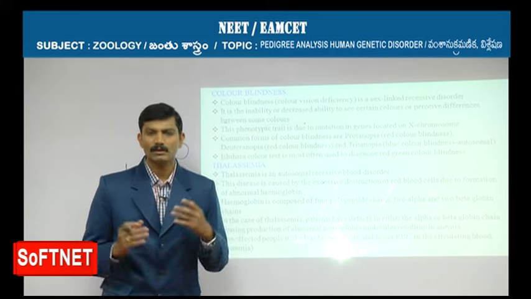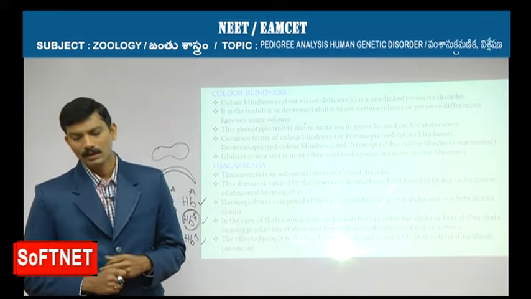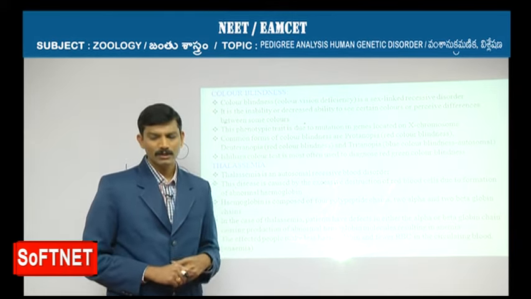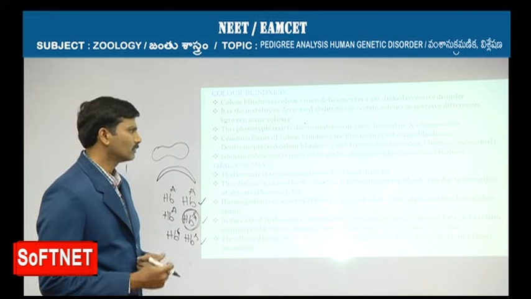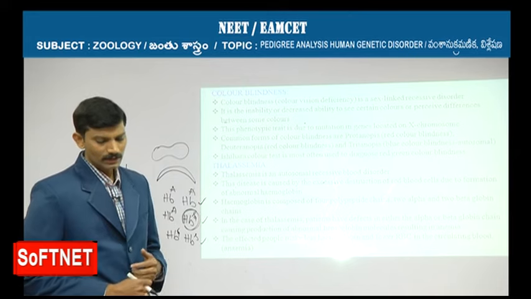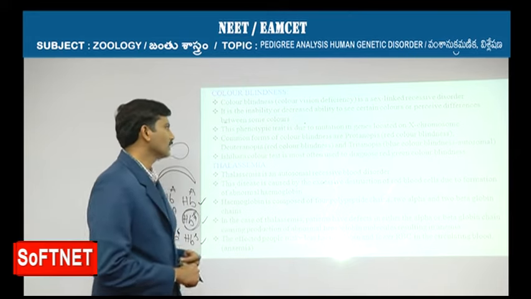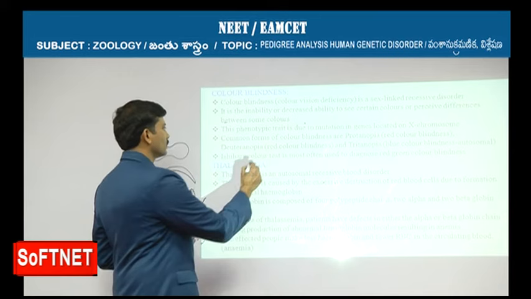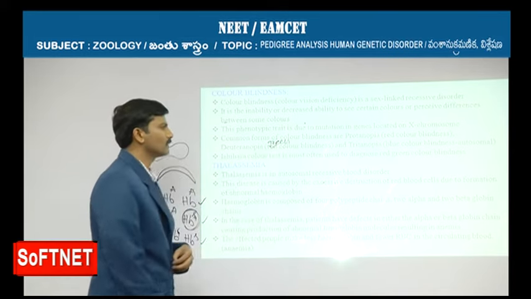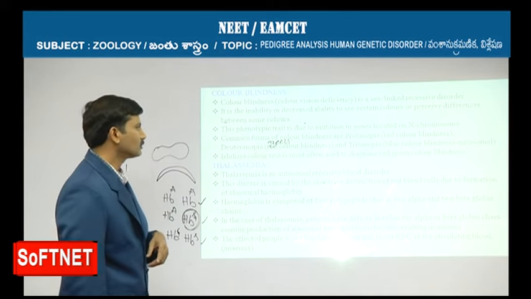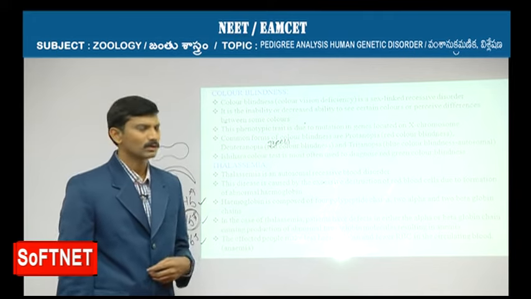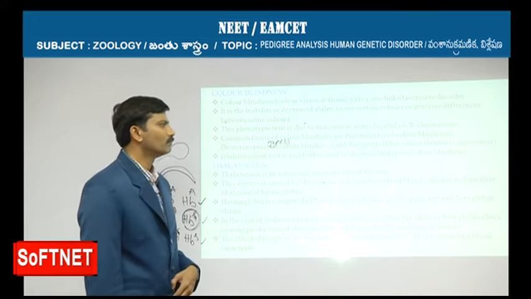For example, red color blindness is called protanopia, and deutanopia is another one, and blue color blindness is tritanopia. So protanopia is the red color blindness, and deutanopia is the green color blindness that you come across here. Tritanopia is the blue color blindness. Protanopia and deutanopia are the X-linked recessive disorders, whereas tritanopia is the blue color blindness.